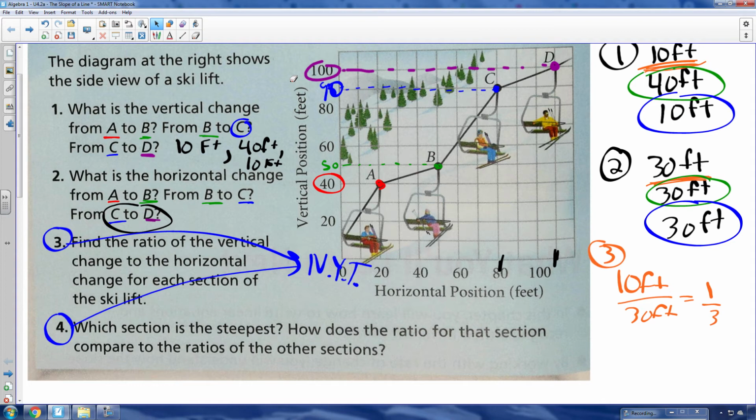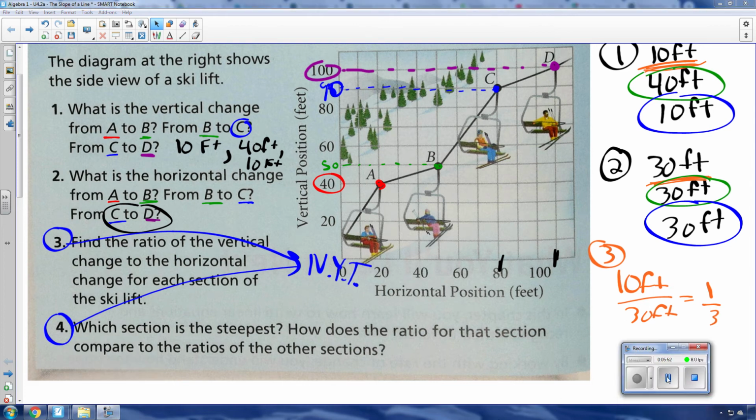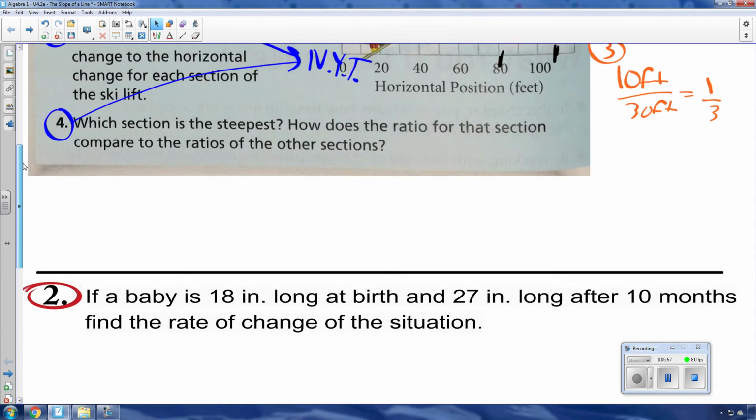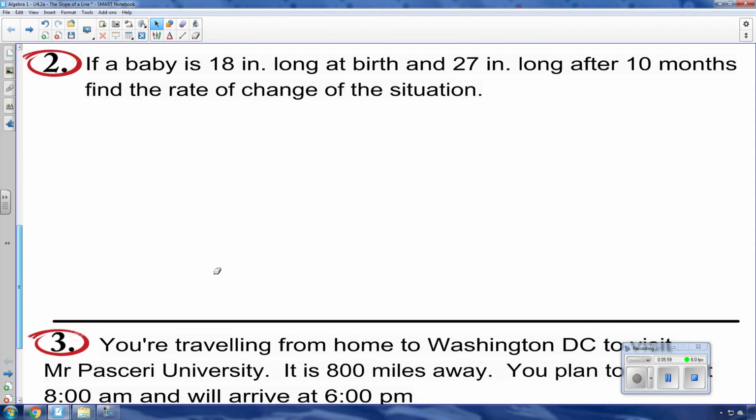And then I want you to answer question 4. So your now you tries are right here, okay? NYT stands for now you try. These are your now you tries. So I'm going to draw all over this because I can. And I'm going to say that these are now you try. So why don't you pause the video, think about which section's the steepest, which section's not steep, how the ratio looks in that, and give that a shot. So pause the video, and I'll see you in just a second.